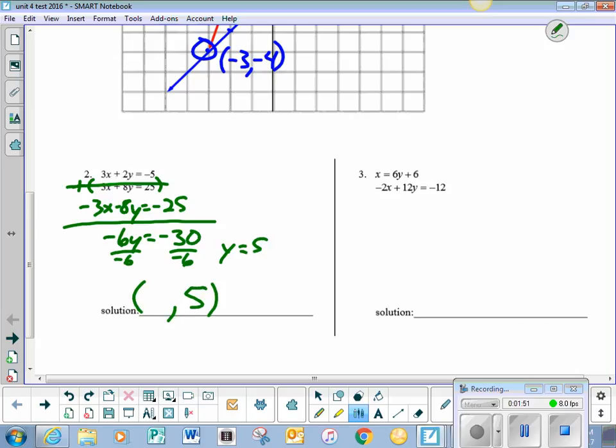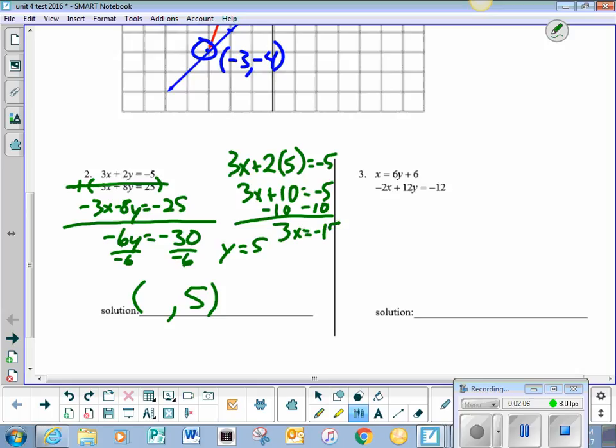What's my x? 3x plus 2 times 5 is -5. So 3x plus 10 equals -5. So 3x equals -15. So x is -5. Oops, +3. So x is -5.